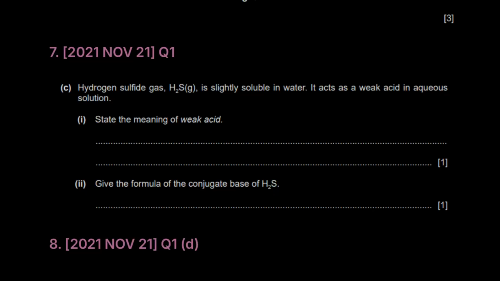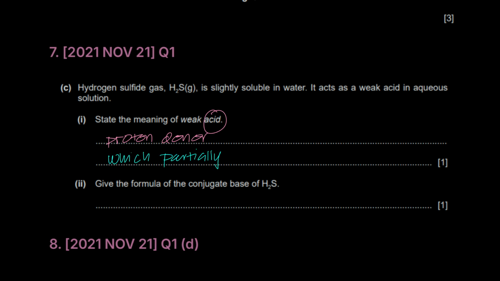Okay, so the 2021 set for acid-base equilibria says hydrogen sulfide H2S is slightly soluble in water. It acts as a weak acid in aqueous solution. State the meaning of weak acid. Again, whenever you talk about acid, weak acid, you first of all try to define acid to the examiner and then tell him what weak means, right? So what is an acid? It's a proton donor. Absolutely. And now what does weak mean? Weak means that it partially ionizes in an aqueous solution. So a proton donor which partially ionizes in an aqueous solution.